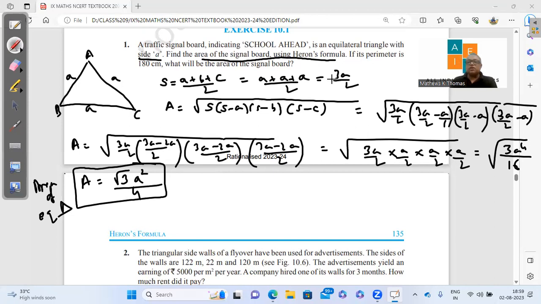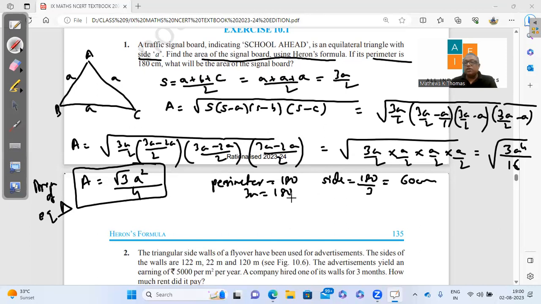So in the second part, they have given perimeter is 180. If the perimeter of an equilateral triangle is 180, then each side is going to be 180 by 3, that is 60. Because we know that all the three sides are equal, right? So each side is A. So 3A is 180, right? So A will be 180 by 3. So A we have got 60.